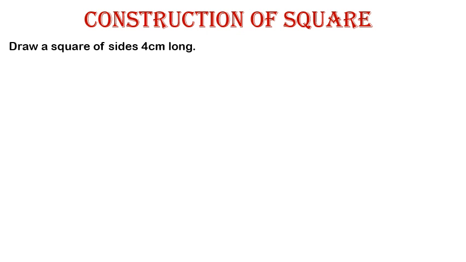Dear children, we have learned to draw a square of specified sides using a set square in class 5. Do you remember it? Okay, let us refresh our memory. Construction of square. See this question. Draw a square of sides 4 cm long. Are you ready to draw?